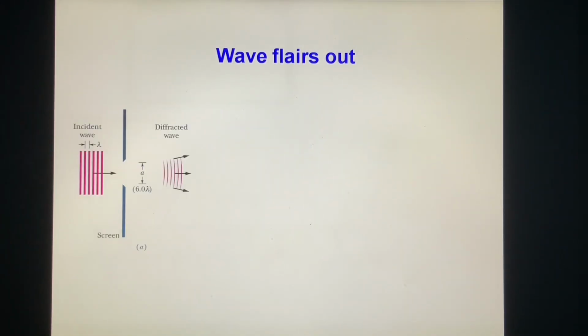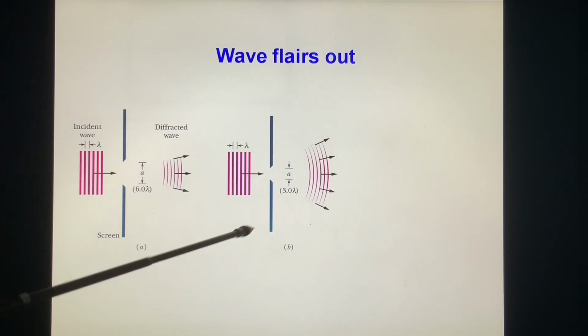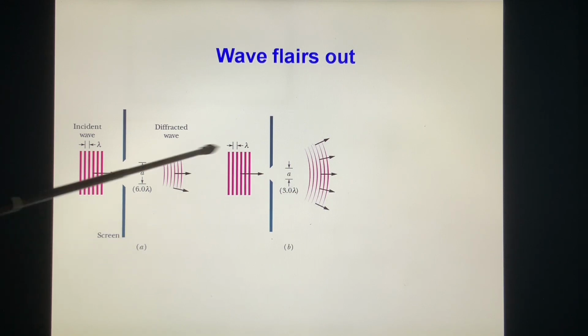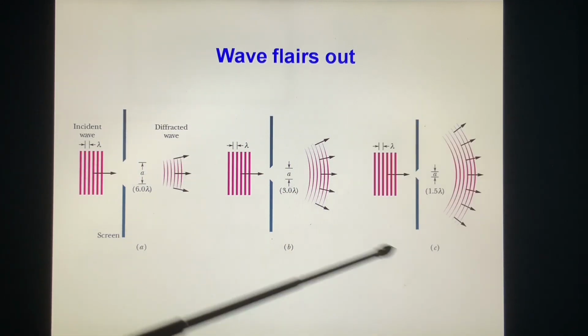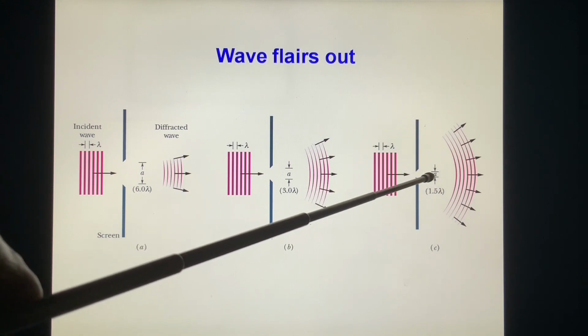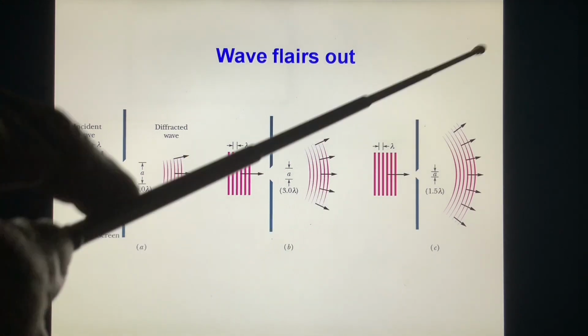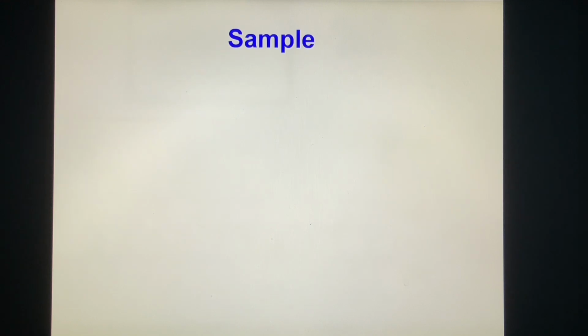The wave flares out. Now look at this. If we have a lambda shining and the width a is about 6.0 lambda, we see it's flared out. If we narrow a to 3.0 lambda, you see it flares out. And if a continues getting smaller, 1.5 lambda, it spreads out even more.